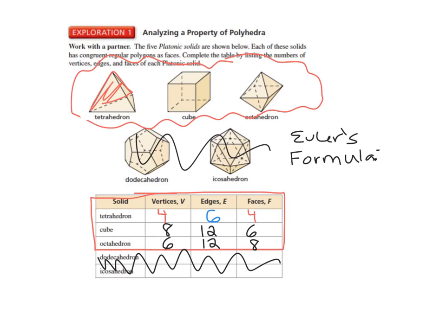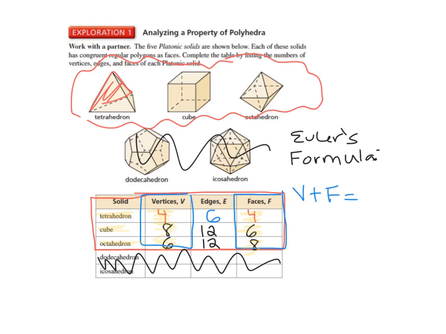So I would maybe zoom in on the vertices column and the faces column. If we add the vertices and the faces, do we see a pattern? So let's think. If I look at the tetrahedron, the vertices 4 plus the faces 4 is 8. If I look at the cube, 8 plus 6 is 14. The octahedron, 6 plus 8 is also 14. So is there any kind of pattern that you can see?